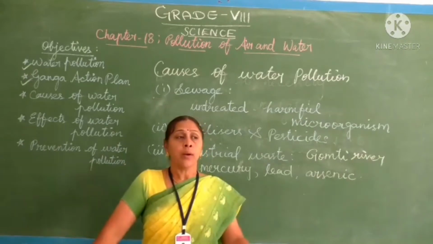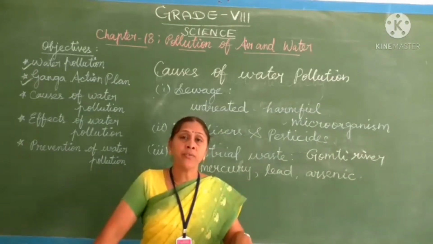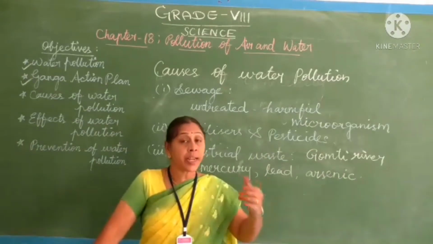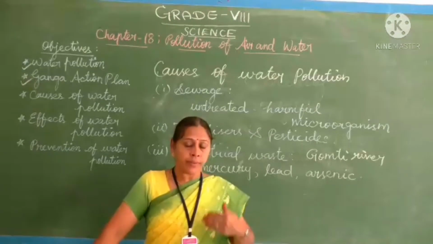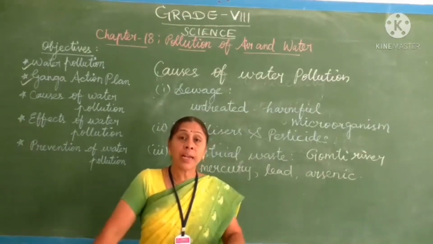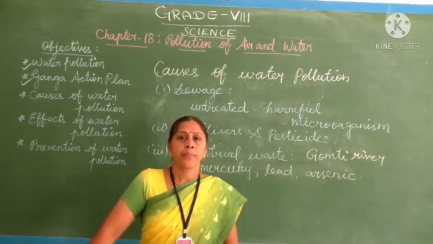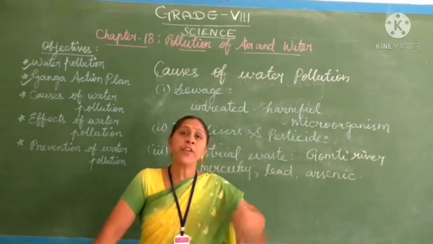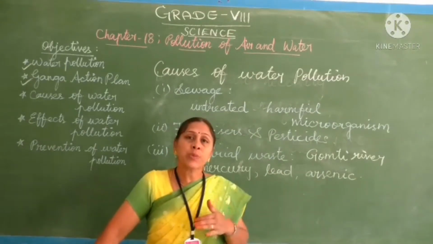Then the water will get polluted. Water is a renewable resource. Nowadays, as the rainfall decreases, the availability of drinking water has become very less. In that situation, if we pollute the water, then in future, the potable water, what is potable water?